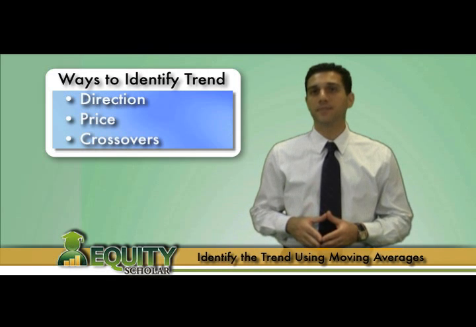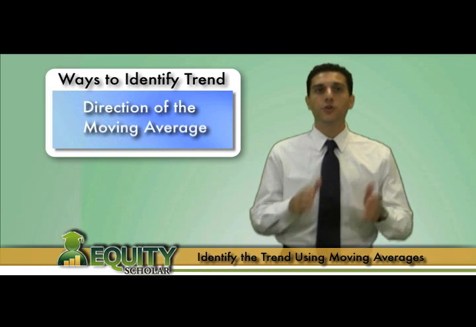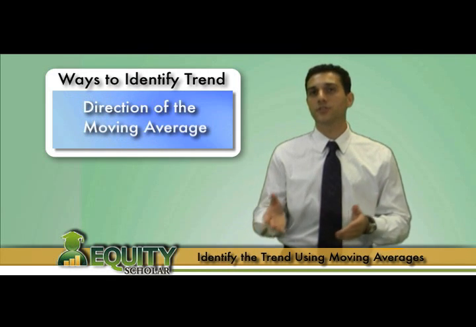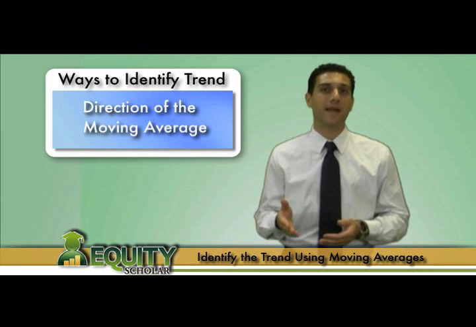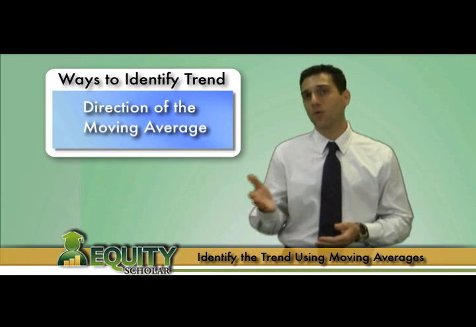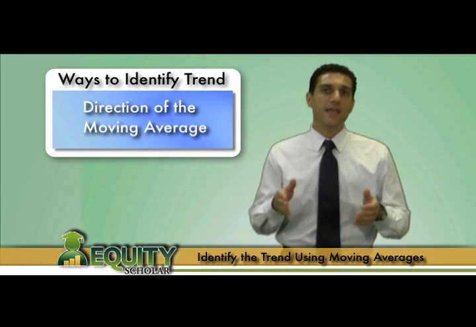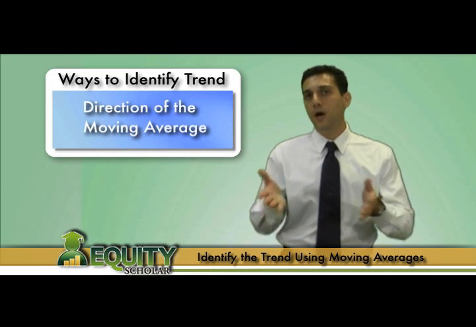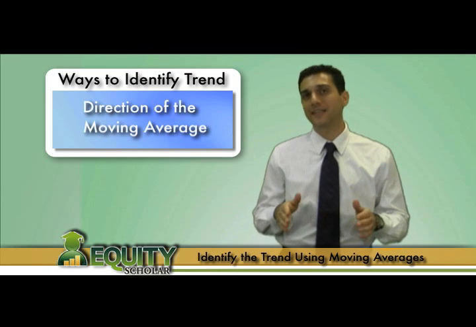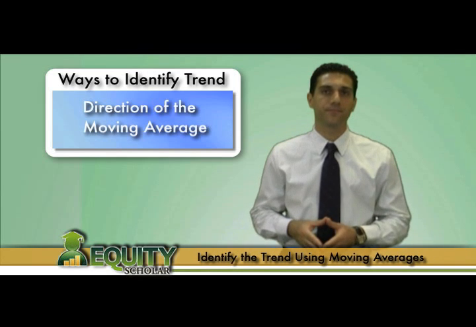The first is the simplest way to identify trend. Using the direction of the moving average to determine the trend is as straightforward as confirming the moving average is either rising or falling. If the moving average is rising, then the trend is considered up. But if the moving average is declining, then the trend is considered down.